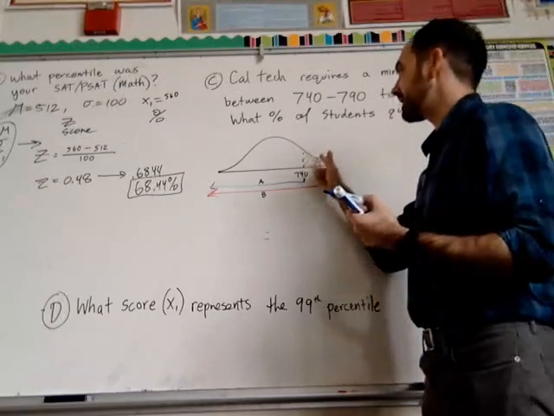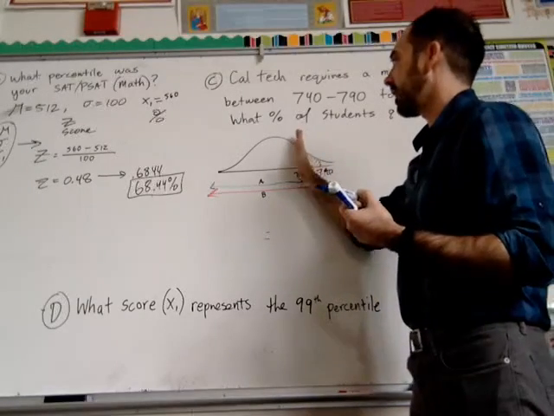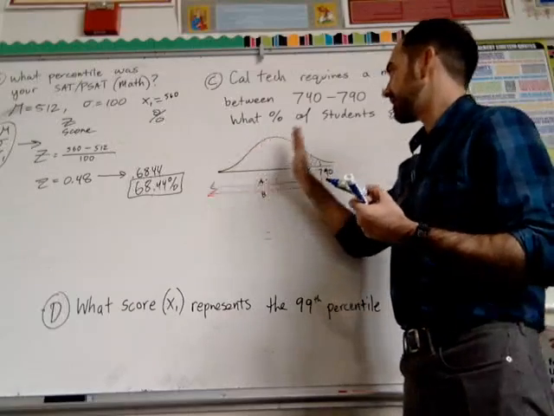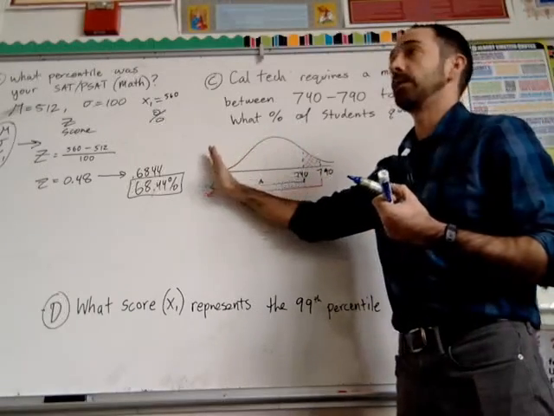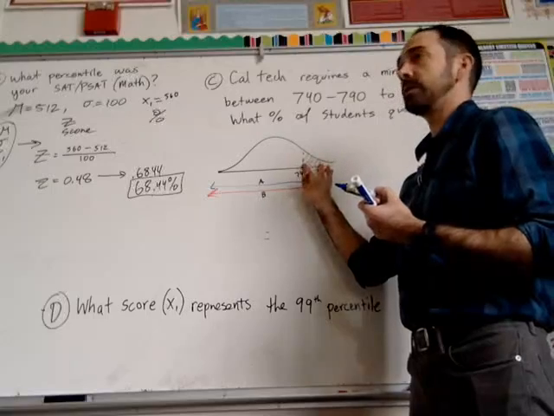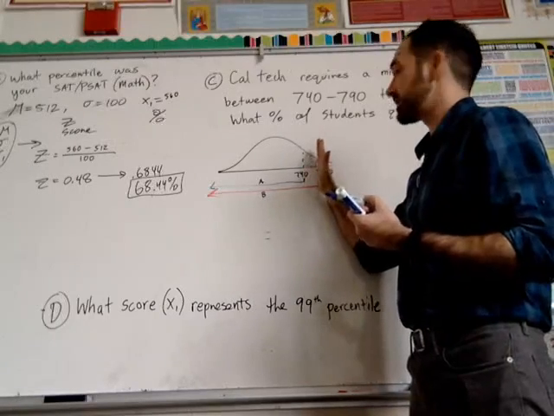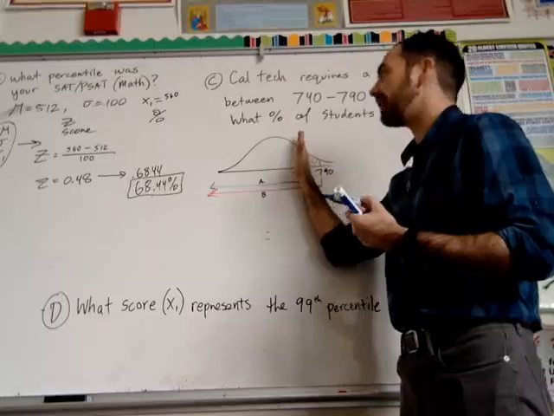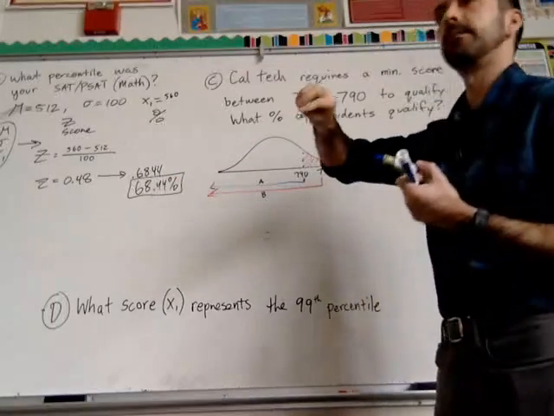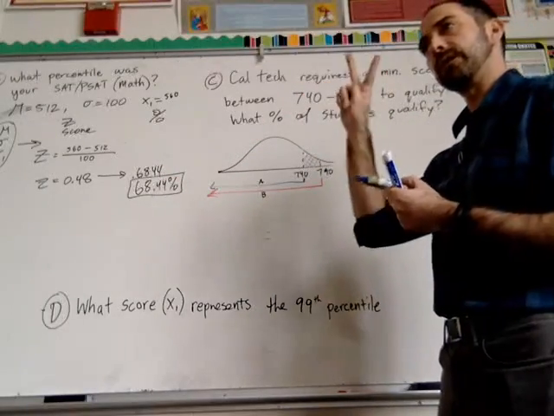Because think of it, if it was 790, I'd have to shade all of that out. If it was 740, I would just shade this portion out. So to find what is in between these two values, I take whatever percentage I get for 790, and I'm just going to subtract out the 740. I'm going to get rid of this part. Okay. So we have two things to do here.